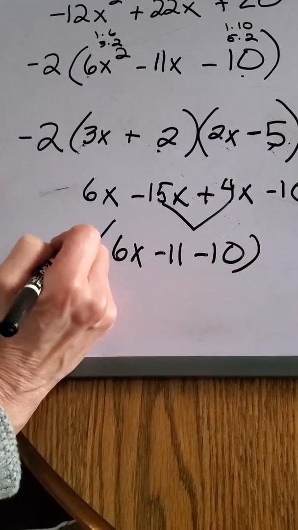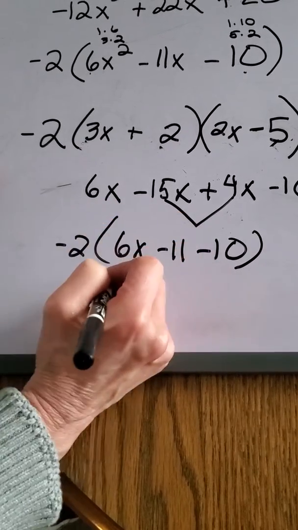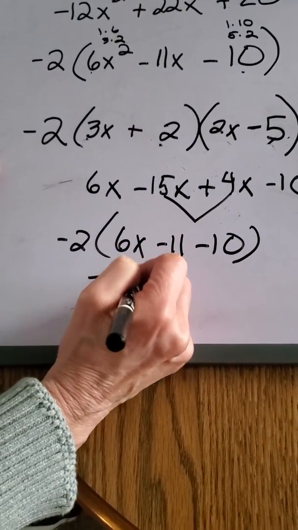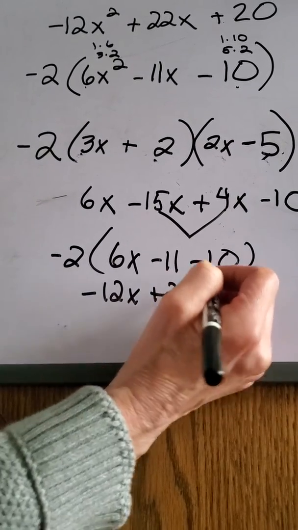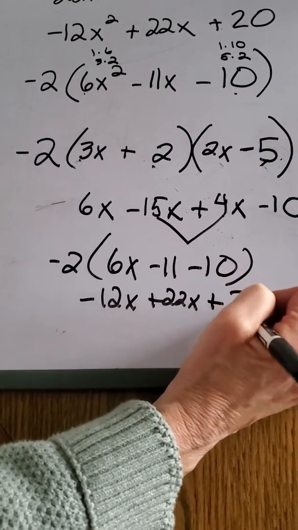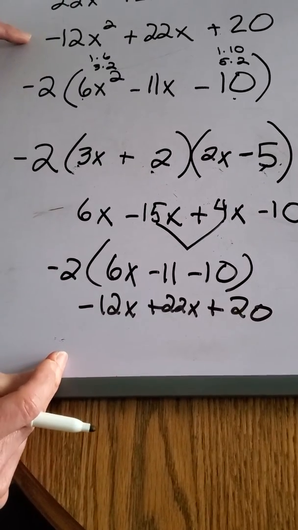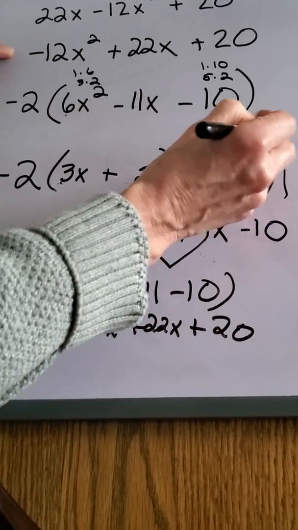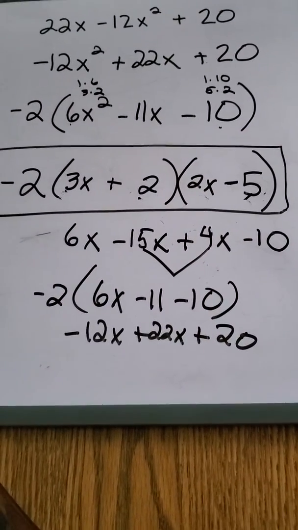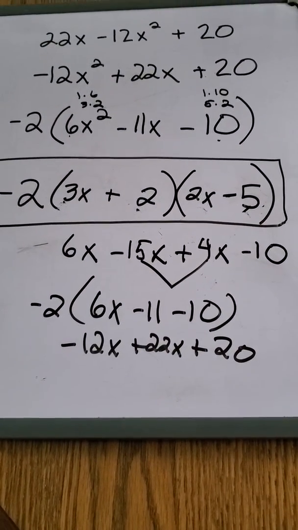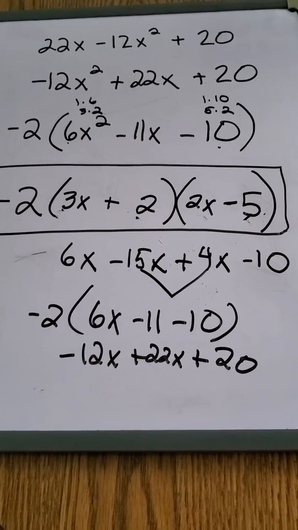And remember, I had that factor of negative 2. Distributing it, I get negative 12x squared plus 22x plus 20, which is the original quadratic that I got. My final answer is written in this form. This is how you factor a quadratic where the lead coefficient has a value other than 1.